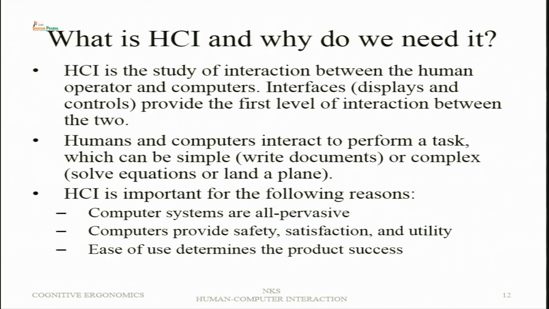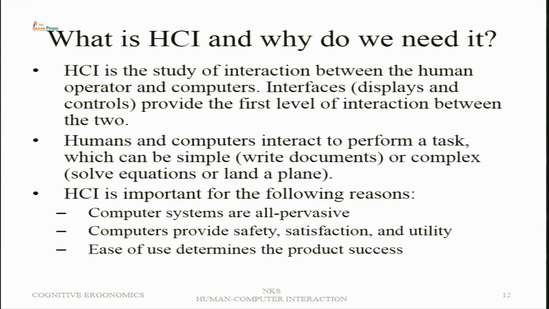Then humans and computers interact to perform a task, which can be simple, for example, write a document, or complex, solve equations, or land a plane. So these are very complex tasks, where teamwork between the computer and the human being may be important, because certain parts of the task may be more difficult, more complex, and may be efficiently done with the machine.